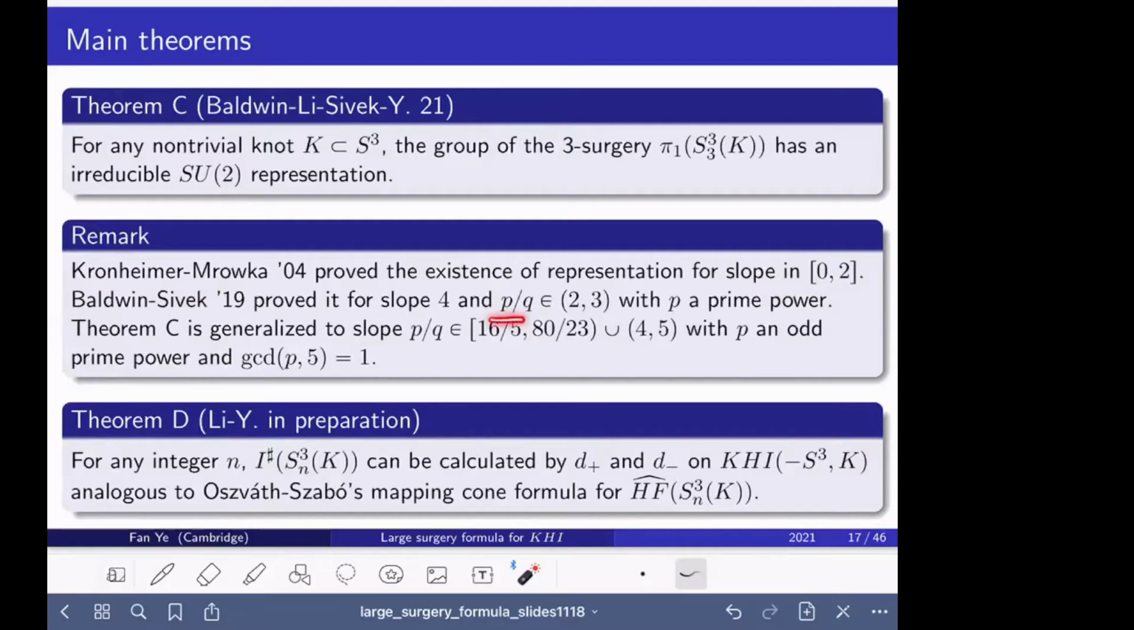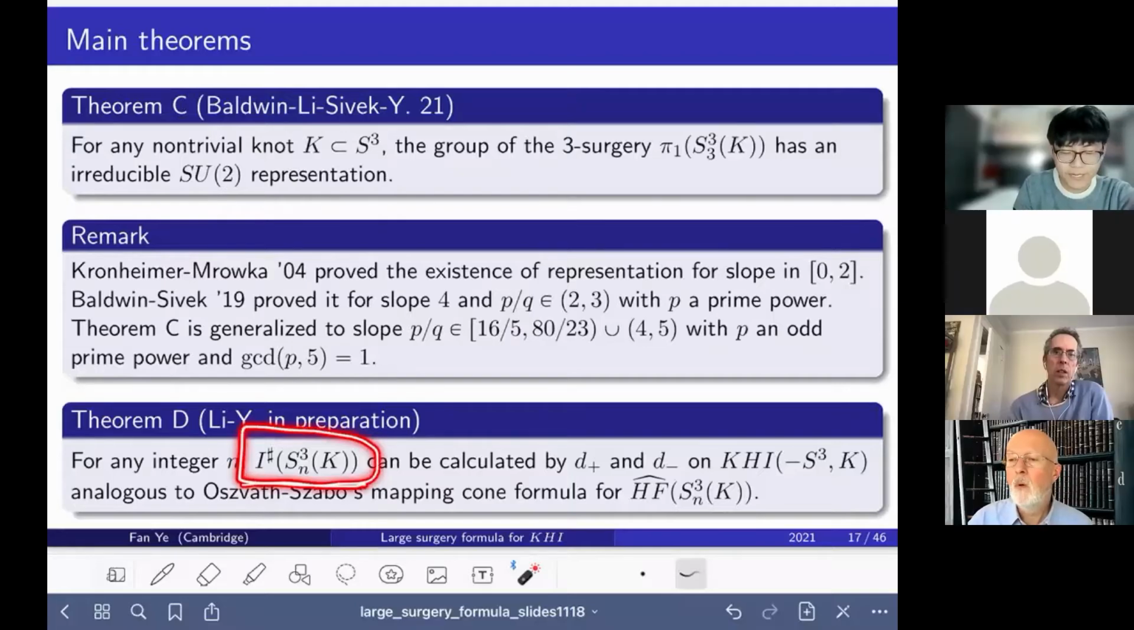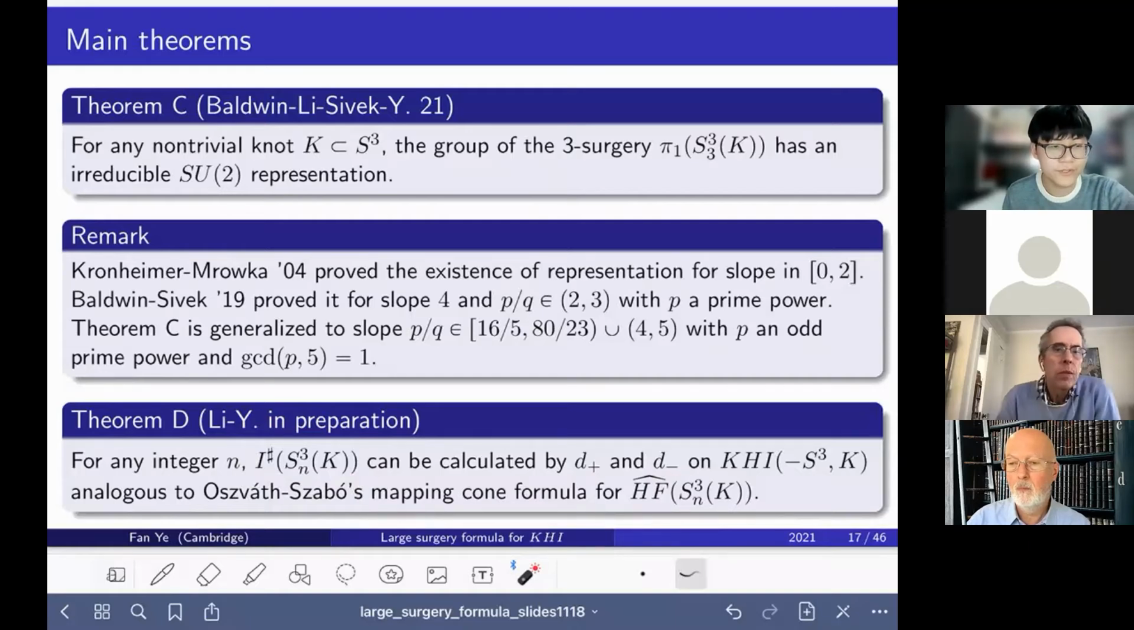And finally, there's a theorem in preparation by Zhenkun and I, which says we may calculate I sharp of any integral surgery by the differentials d plus and d minus. And we expect that the formula will look like Ozsváth and Szabó's mapping cone formula for HF hat. Okay, are there any questions about these theorems?